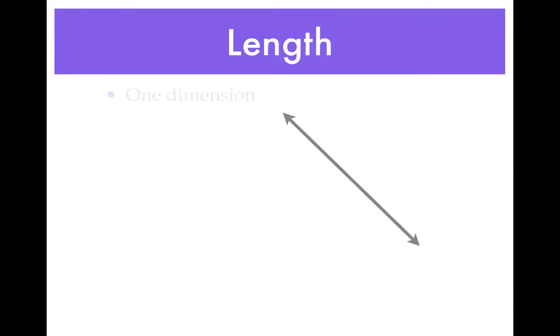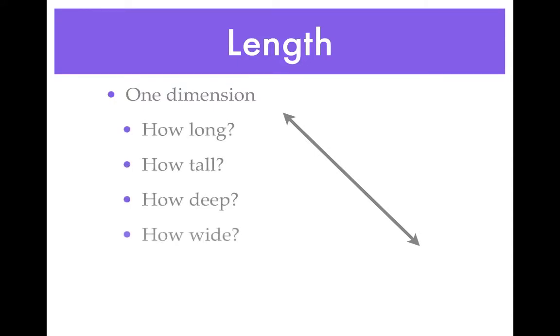As you know, length is what we say one dimension. It's how long is something, how tall is something, how deep, how wide, but it's always one number. I am 6 feet tall. That lake is 20 feet deep. This box is 5 inches long.